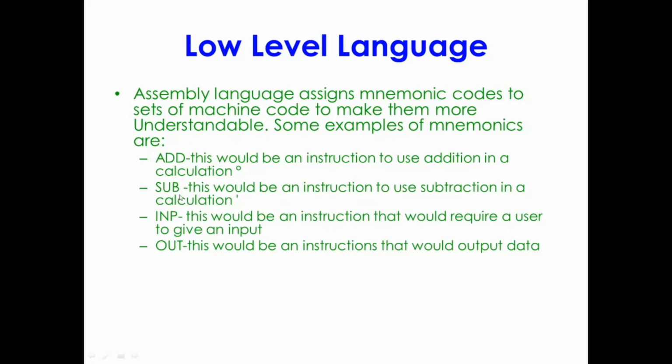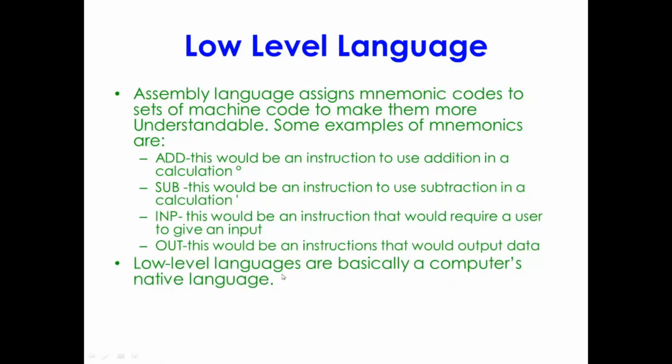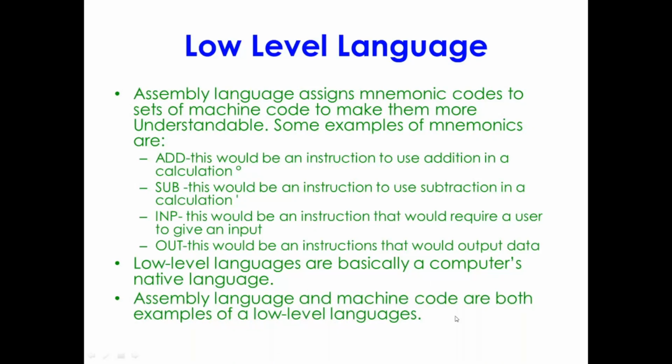So these words the computer will not understand directly. For this you need a translator, and the translator that is used to convert assembly language into machine language is called assembler, and these words are called mnemonics. Low level languages are basically computers' native language. It means low level languages are easier for the computers to understand. Assembly language and machine code are both examples of low level languages.